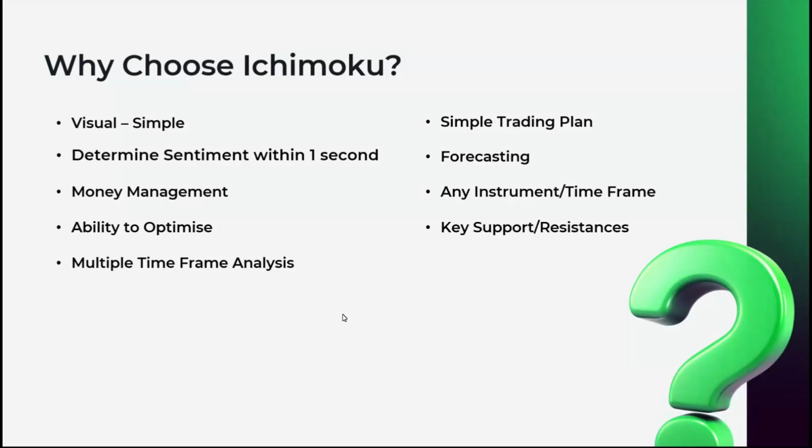Before we go into the system, why Ichimoku? Why not Elliott wave? Why not Fibonacci? Why not another system? Why did I choose to go down Ichimoku after learning everything out there? These are the reasons why, and I wanted to explain them from a high level. One, it's simple. It's visual. Now, trading is a visual system.